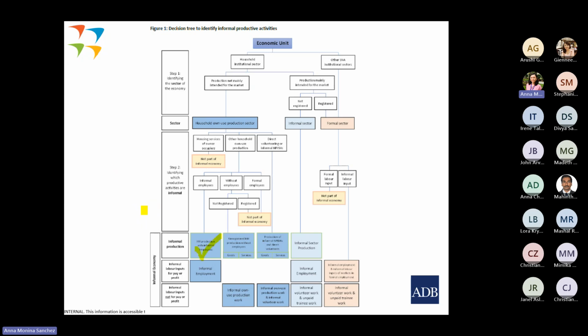So this is a check, part of your informal economy, because it means that they are informally employed. If this household who produces for its own has no employees and is not registered, then it's part of the informal economy. Okay. But since it has no employees, its own use production work, so it's part of the informal labor inputs, not for pay or for profit. As for formal employees and registered employees, they're both part of your formal economy.